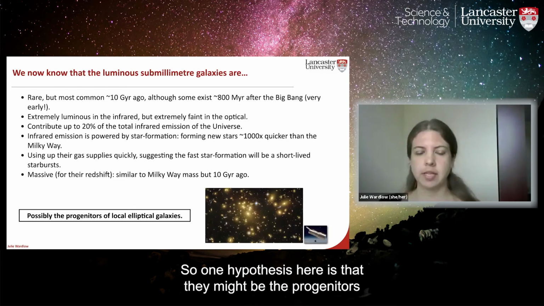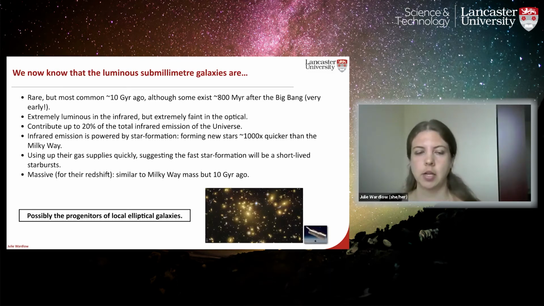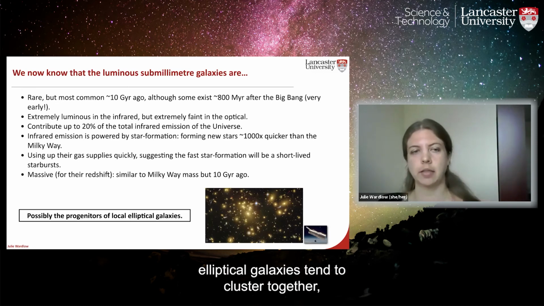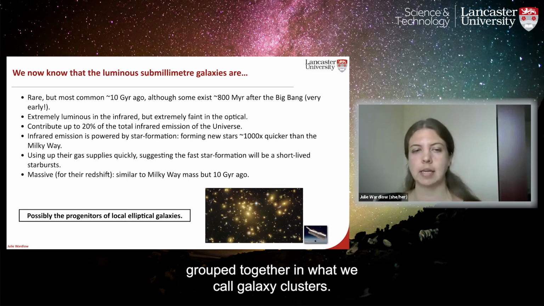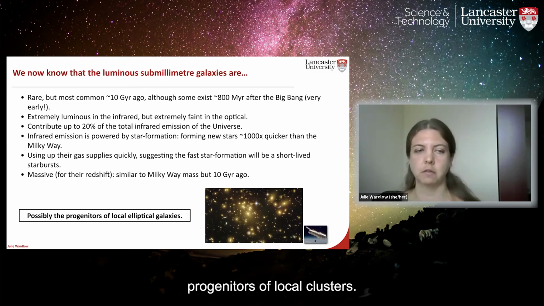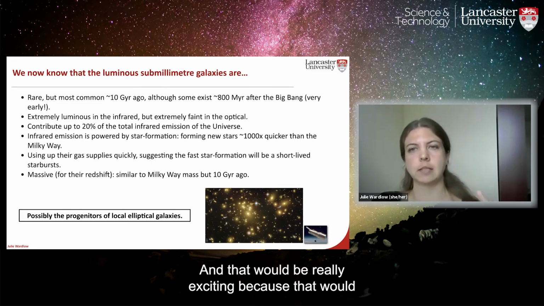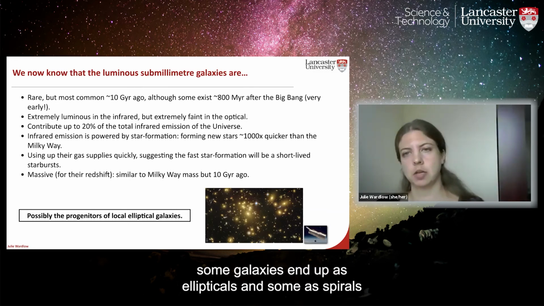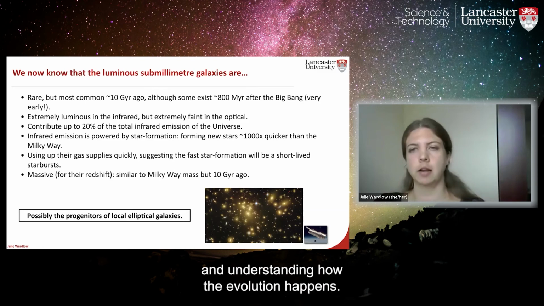So one hypothesis here is that they might be the progenitors of local elliptical galaxies. And you can see from the image in the bottom that local elliptical galaxies tend to cluster together or group together in what we call galaxy clusters. And so maybe these luminous submillimeter galaxies are the progenitors of local clusters. And that would be really exciting, because that would tell us one of the answers to these questions about why some galaxies end up as ellipticals and some as spirals, and understanding how the evolution happens.